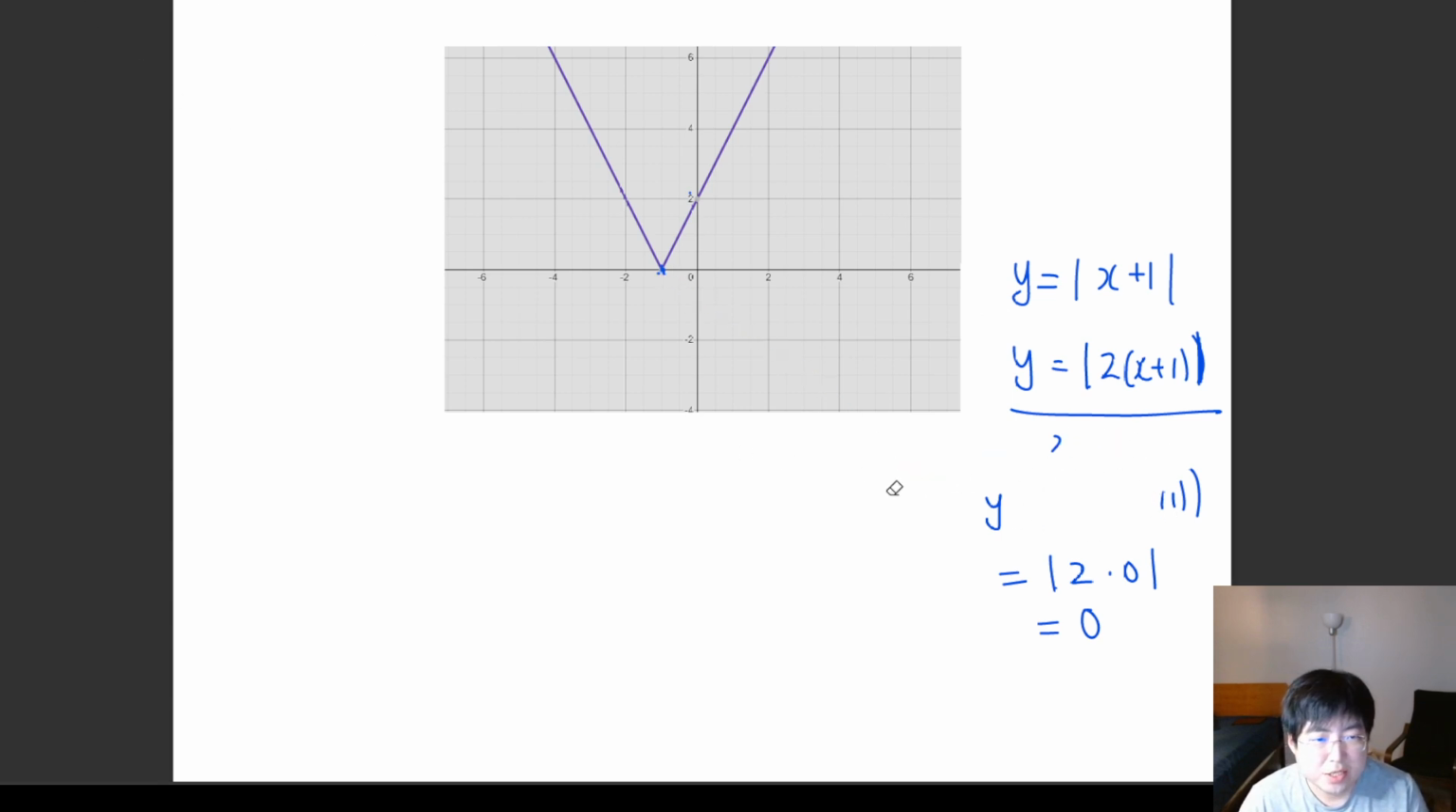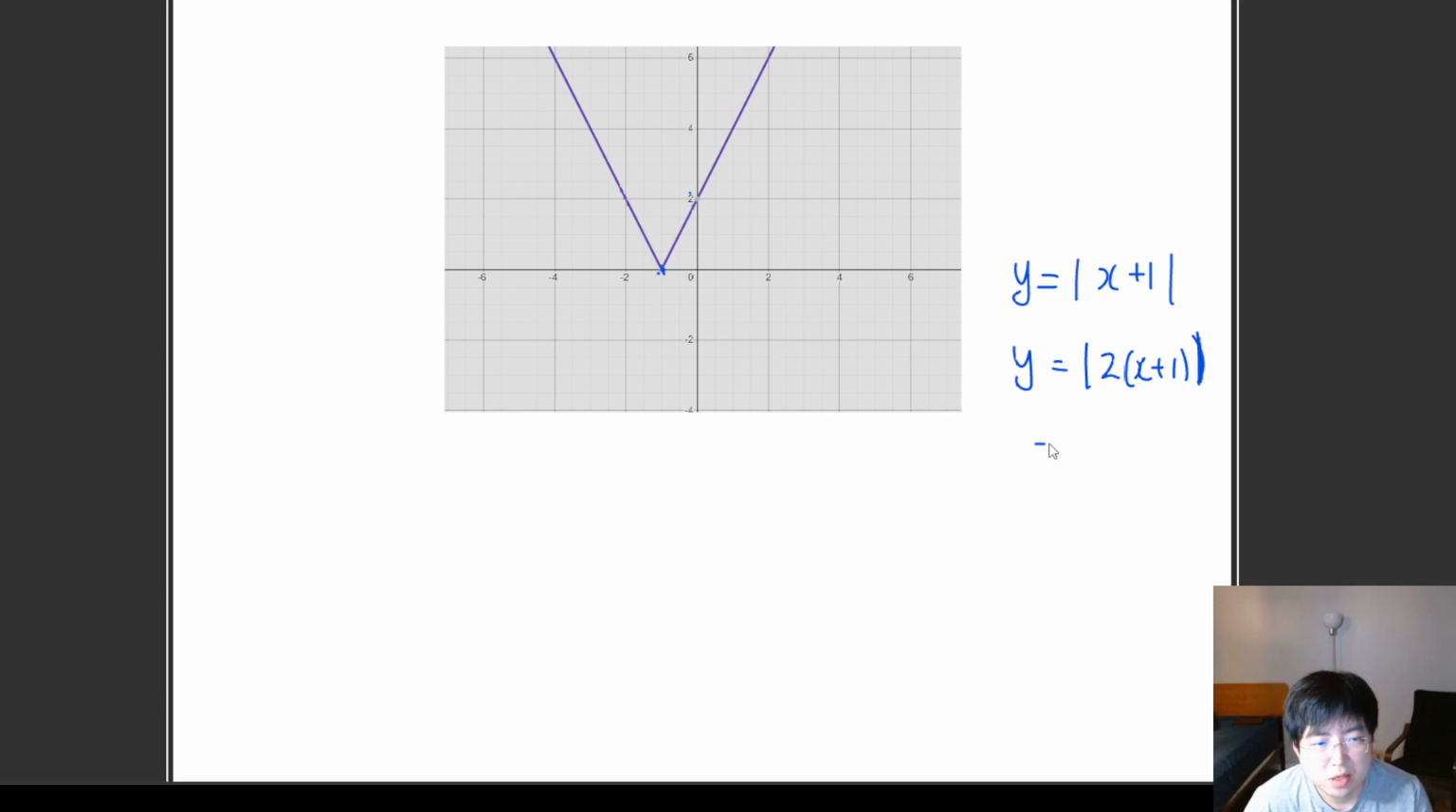So you can just say y equals absolute value of 2 times x plus 1, or you can distribute if you want. So you can say y equals absolute value of 2x plus 2. Now let's write down this function as a piecewise function. So y is, for this positive portion, the slope is 2 and the y-intercept is 2. So we just copy this, 2x plus 2. From where to where? From when x is -1 and beyond, so x is greater than or equal to -1.